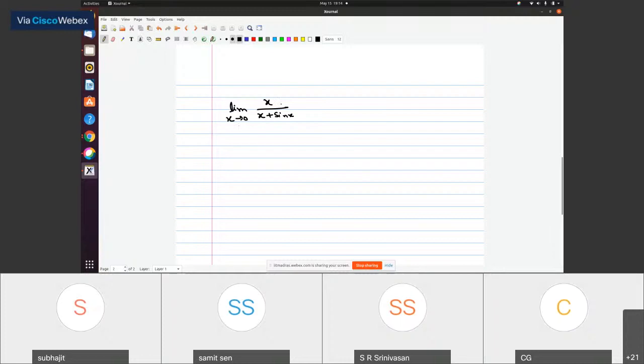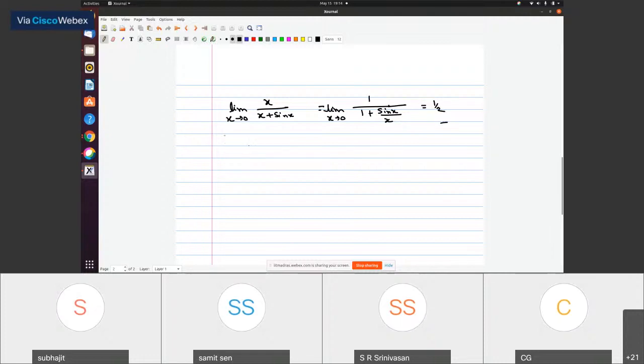So if x extends to 0, what happens to this function? Then we can divide both numerator and denominator by x, and then sin x by x is equal to 1, and 1 by 1 is 1. Exactly. So you can calculate the limit here without using L'Hopital's rule. You just divide by x in both numerator and denominator, and this will tend to 2, so it will give you half.